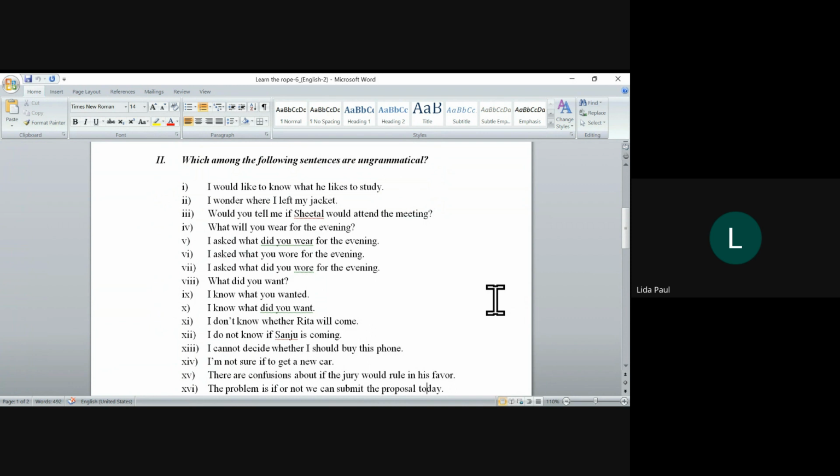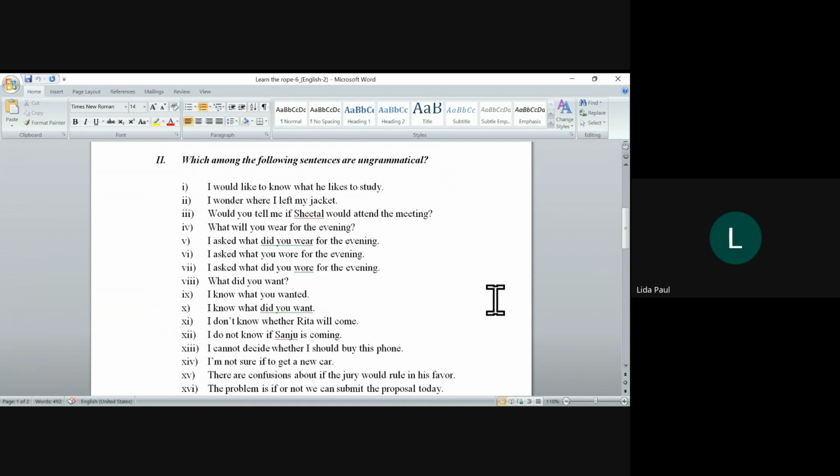Now, the second question is, I would like to know what he likes to study, whether this is grammatical or not. Do you think this is grammatical or ungrammatical? Ma'am, it's grammatical. It's grammatical, right? Yeah. There is nothing in the sentence that makes it ungrammatical. But then can you talk a little about the structure of the sentence? This is grammatical, so can you say a little bit about how question clauses appear in the sentence? Like how, ma'am? I would like to know what he likes to study.